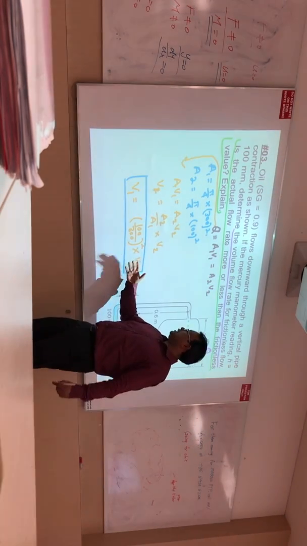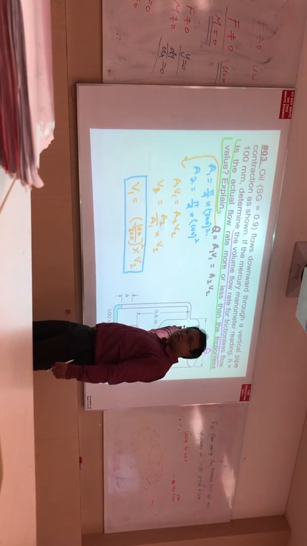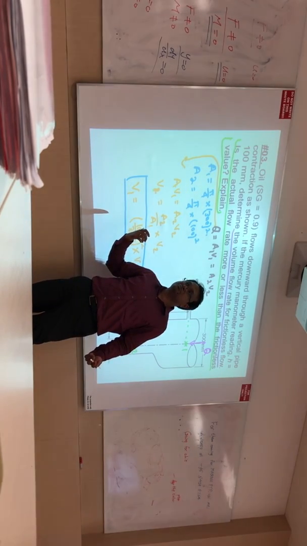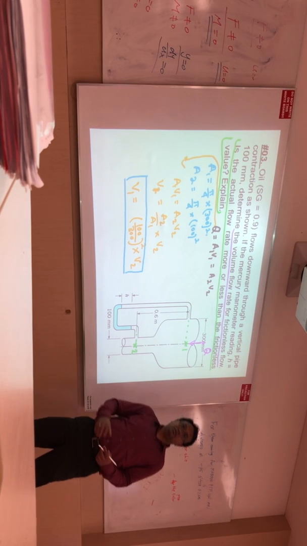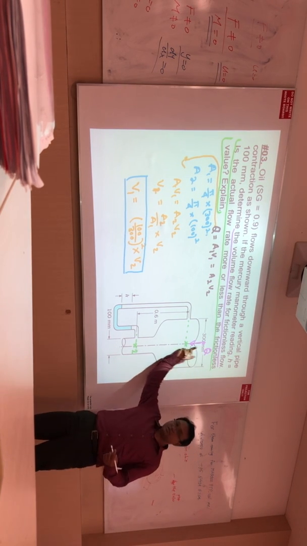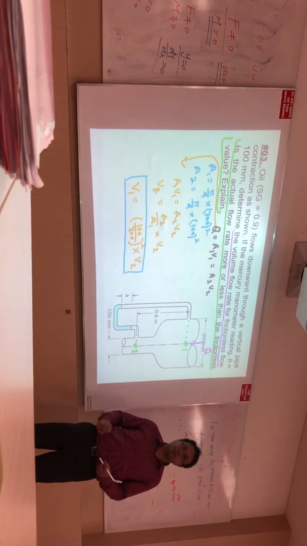V1 I calculate, right? From there. But A2 I know, right? So how can you calculate V1 or V2? I do not know how to calculate it. Then which method should you apply? You have to apply Bernoulli's equation between 1 and 2. Otherwise you cannot solve.